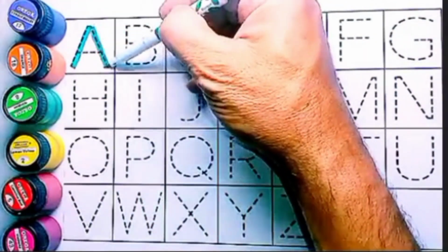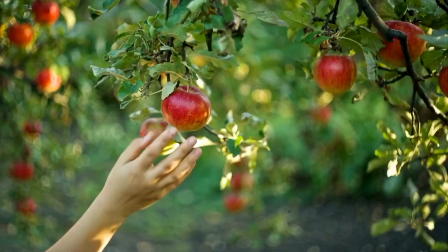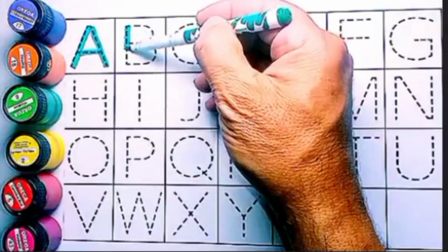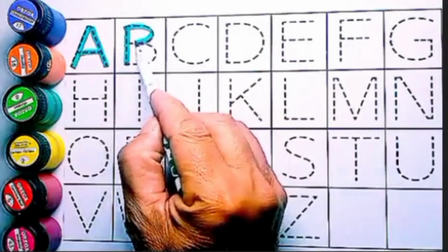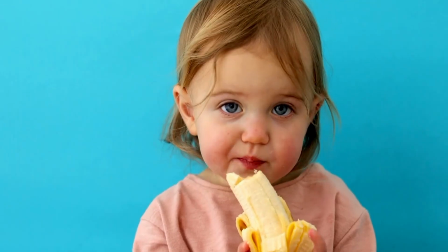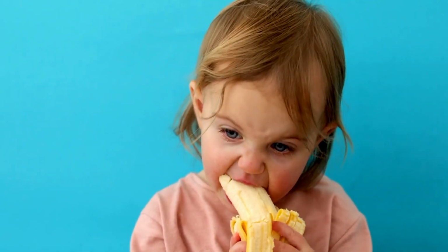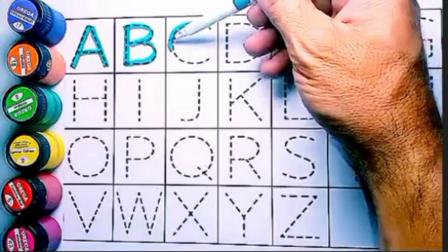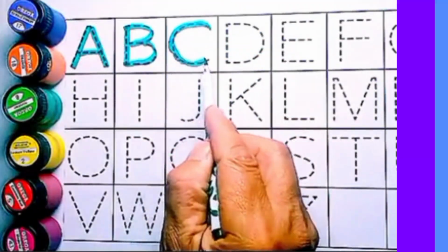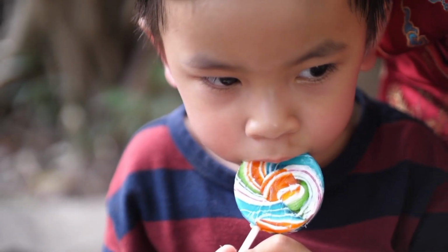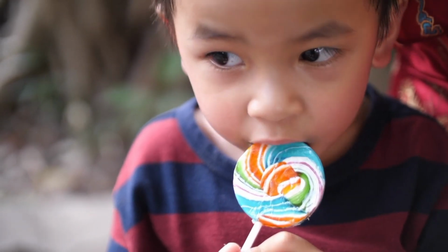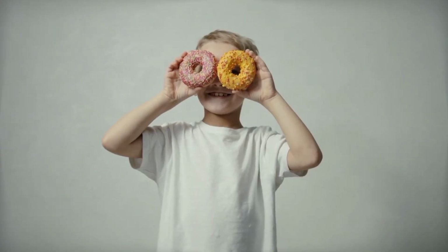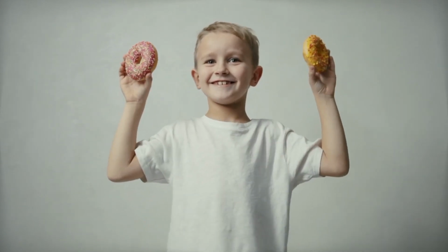A. A for apple. Apple. B. B for banana. C. C for candy. Candy. D. D for donut.